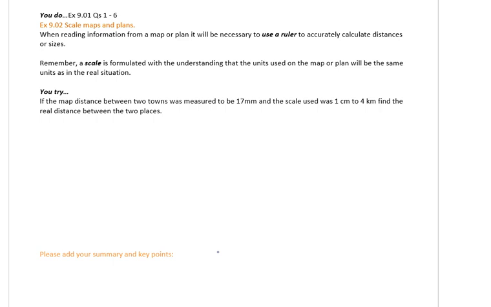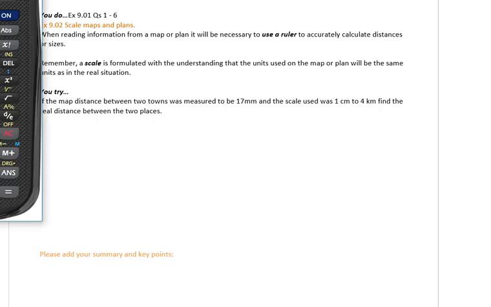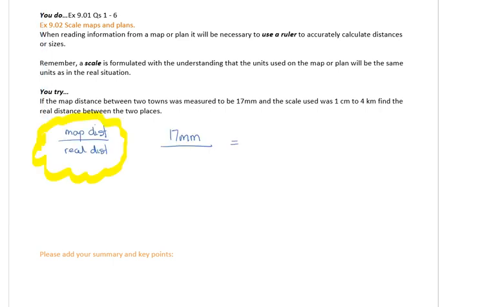If the map distance between two towns was measured to be 17 millimetres, we know that we're going to set up fractions with the map distance in the top and the real distance in the bottom, because that's the order in which a scale is presented. So we would have our map distance at 17 millimetres. Our real distance we don't know about yet. The scale used was 1 centimetre to 4 kilometres.